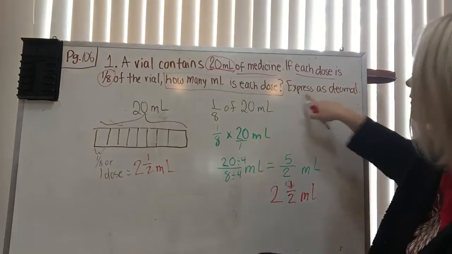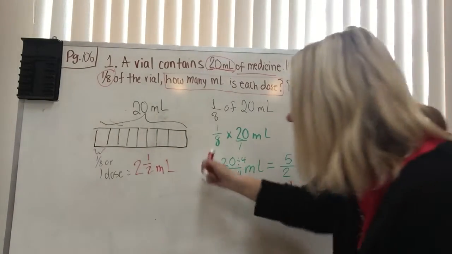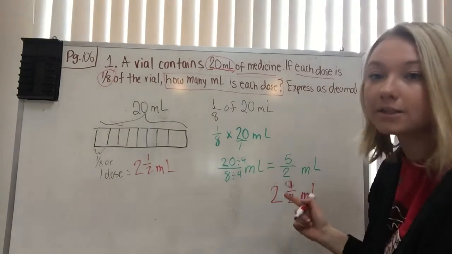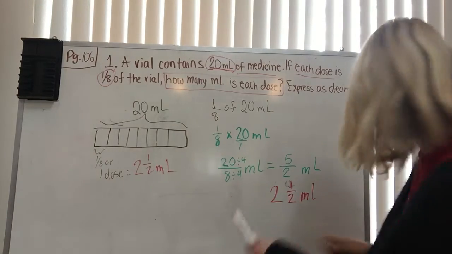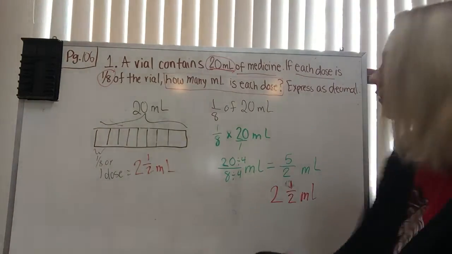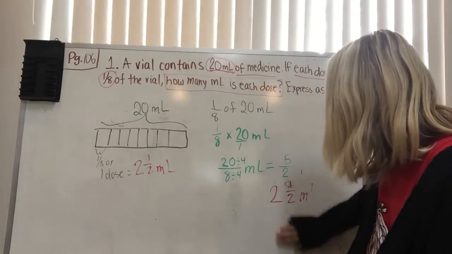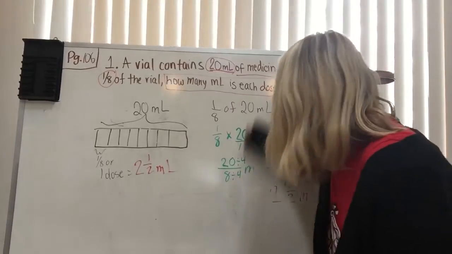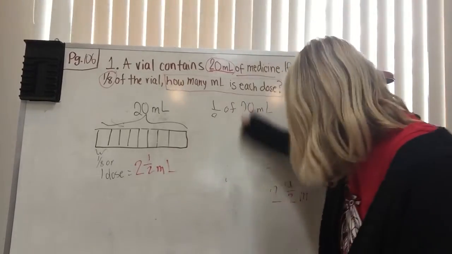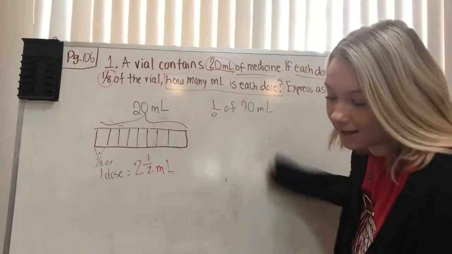Pause. Express your answer as a decimal. So I need to take this number and make it a decimal, and that's what we've been doing. Okay, pause if you need this because I'm going to erase it. I don't have an eraser, so you guys know I'm going to use my sleeve. We do this here. And I know I'm crazy, chaotic energy.